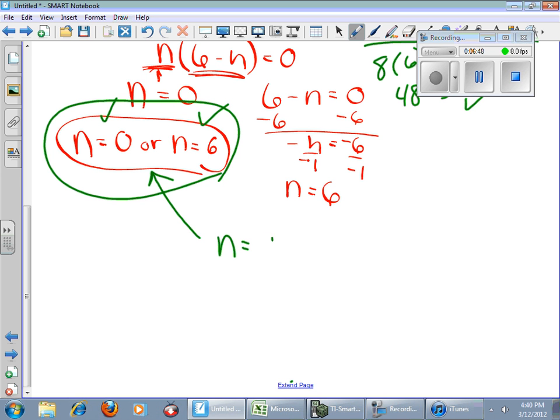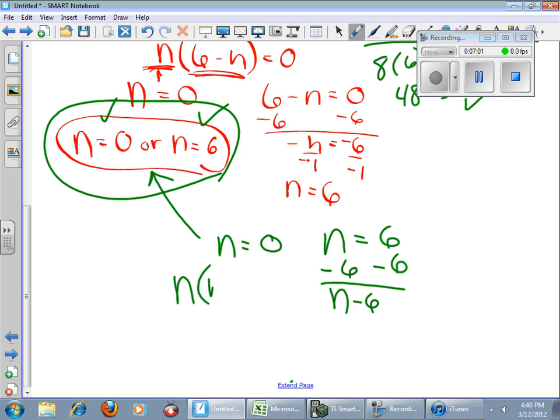If I have n equals 0, I know that n is one of the factors. If I have n equals 6, I could subtract 6 from each side and get n minus 6 as a factor. Okay, that's the approach. You're not going to do that with those numbers because the set is 0, 7, negative 3, but you're going to work backwards on it.